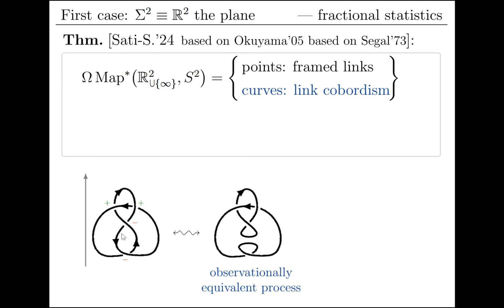So here I applied a saddle move, so the link cobordism, to this area of the link diagram, which reconnects it like this, and then we can further apply such saddle moves to see that it actually is also equivalent to this one here. So that is the statement that the curves in our space are link cobordisms, so that such a process, which is one process in our space of processes, can continuously be deformed to this process.